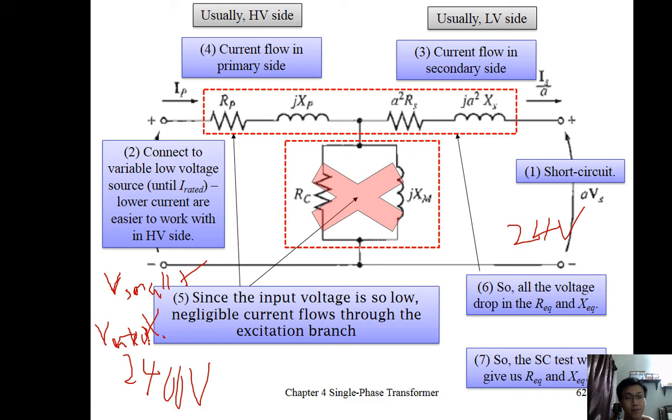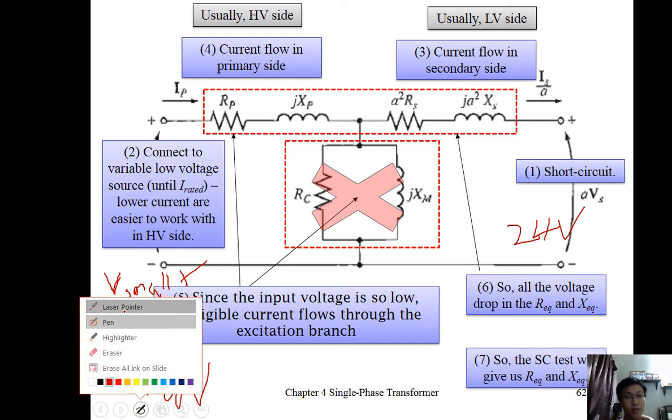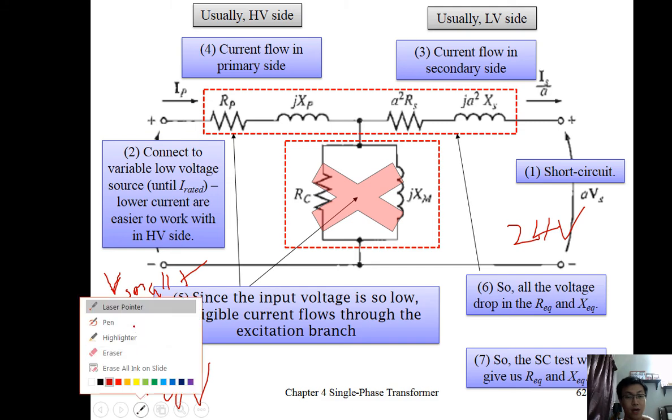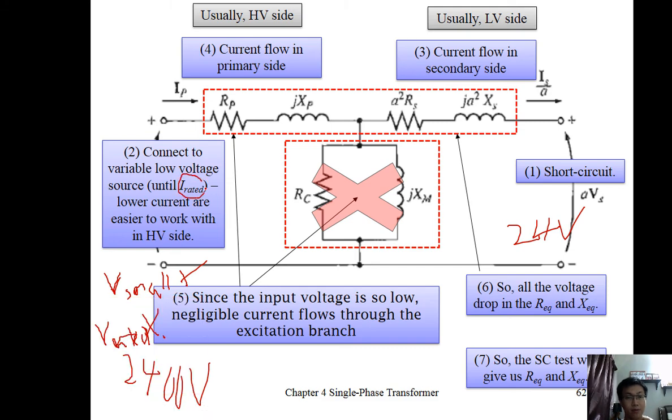Then second, we'll connect to the variable low voltage until I rate. Just now it was V rate. Now I need I rate. And then lower currents are easier to work with on the high voltage side. And then the third one, the current will flow in the secondary side because of the short circuit. The current also will flow in the primary side.